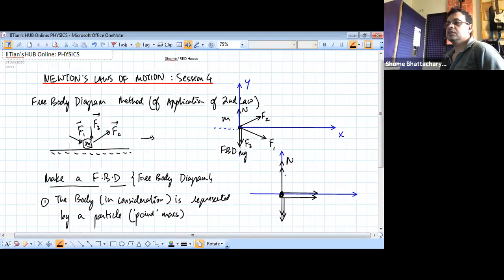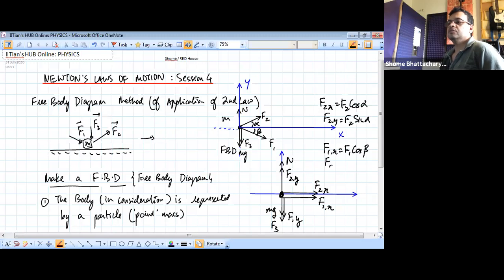Now so many different forces will be there. So there's normal reaction acting vertically. There is F2's Y component. There is F2's X component. There is F1's X component. There is F1's Y component. There is weight. And there is F3. So whichever forces, for example, if this angle was alpha, you can see that F2's X component would have been F2 cos alpha. And F2's Y component would have been F2 sine alpha. Similarly, if this angle was beta, we would have seen F1's X component would have been F1 cos beta. And F1's Y component would have been downwards. So I don't need to put a minus sign because I have shown the direction downwards. But it would have been in magnitude F1 sine beta like this.